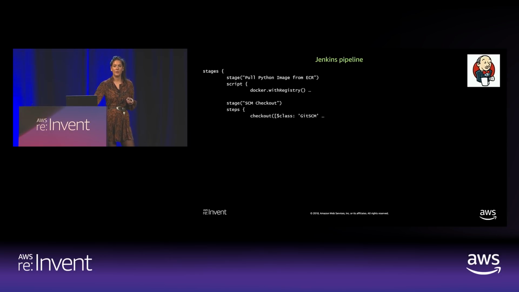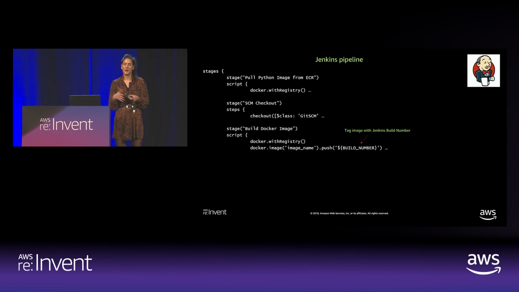It then checks out the code that's been pushed to the Bitbucket repository by our developers, and then it builds the image and pushes that to the ECR repository. It tags this image with a Jenkins build number, so for versioning, so we can keep track of each release. And then the next step is to deploy that to Fargate.